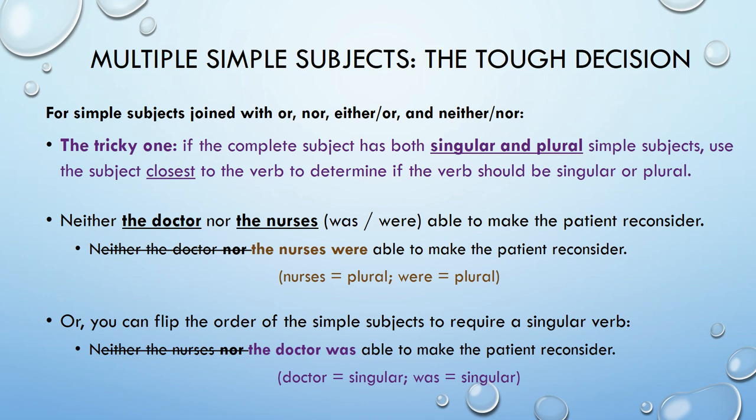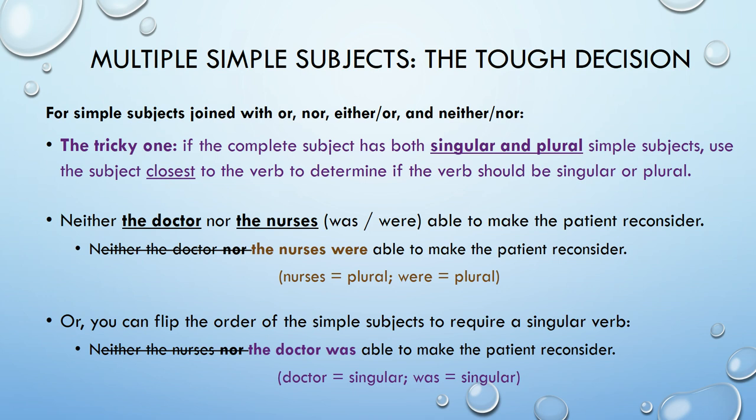Some tough decisions here, probably the toughest one for people, is if you have multiple simple subjects joined together with either or, nor, etc., and one is singular and one is plural, what do you do with the verb, right? Because it's hard to decide if you don't know the rule. Well, the rule is that whatever simple subject is closest to the verb, that's the plural or singular form that you take. So if the simple subject closest to the verb is plural, then the verb is plural. If the simple subject closest to the verb is singular, then the verb is singular.